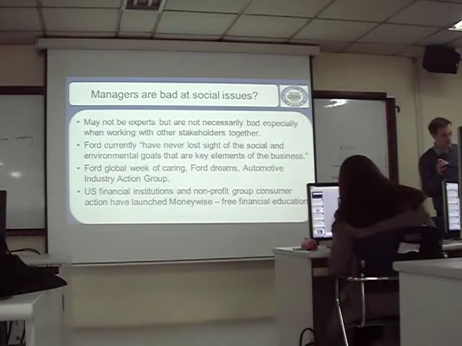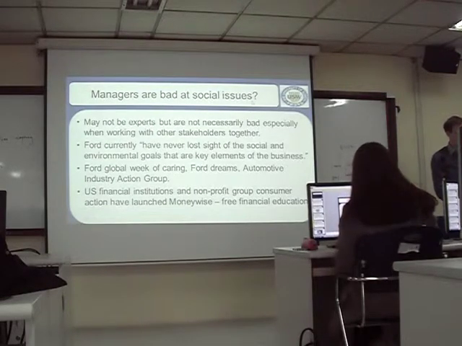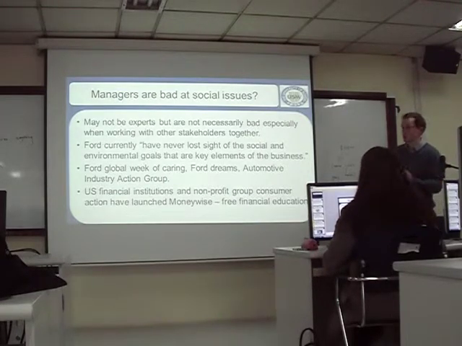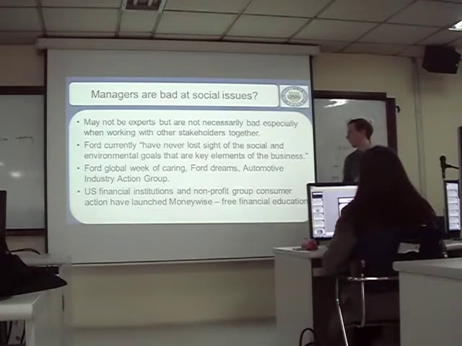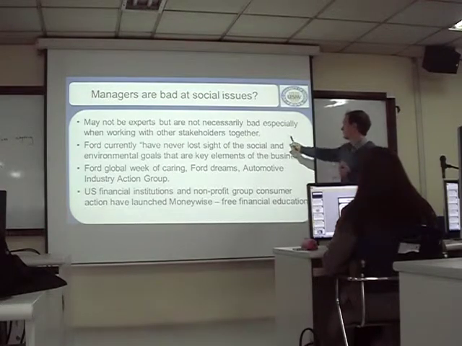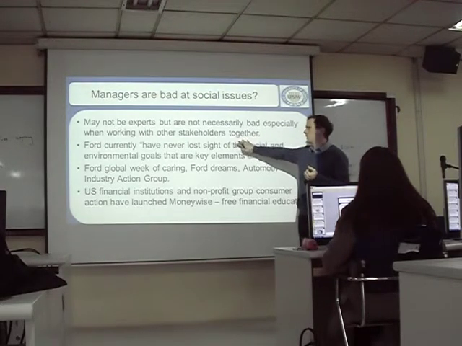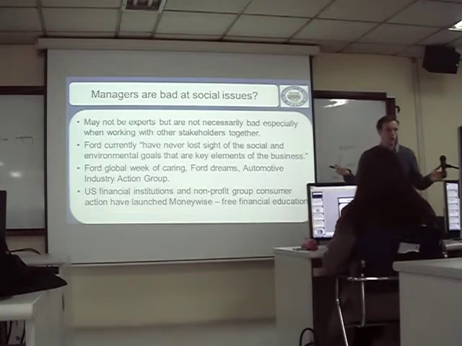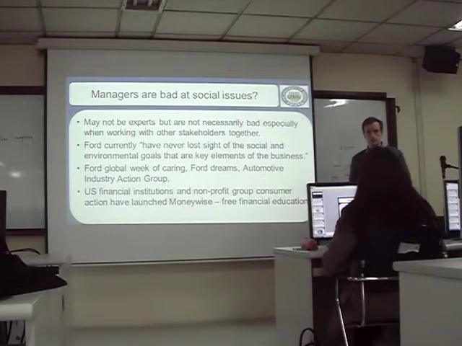So the next criticism was, managers, are they bad at social issues? Okay. Freeman says, managers are not the right people to help society because they don't have the qualification. Okay. But managers, they might not be experts, but they can be okay, especially when working with other stakeholders. So the managers can talk to the NGO. NGO is a stakeholder. Okay.